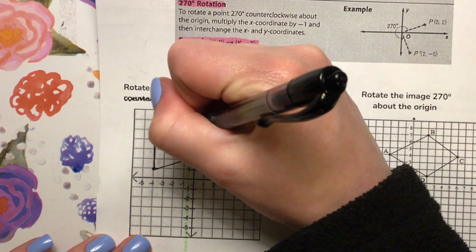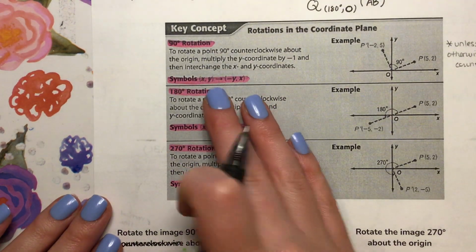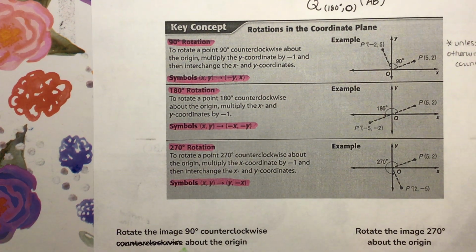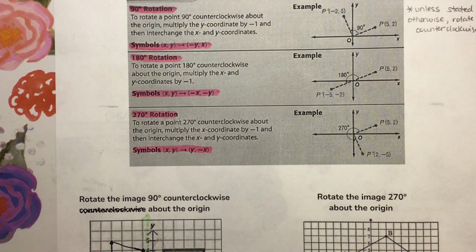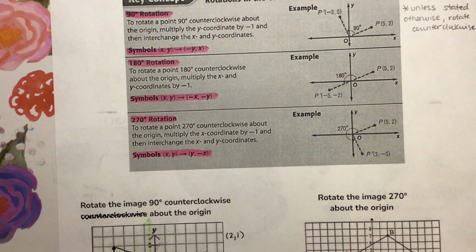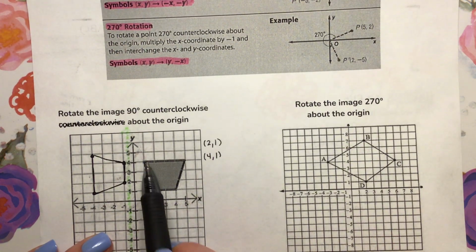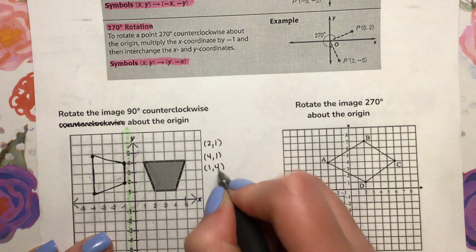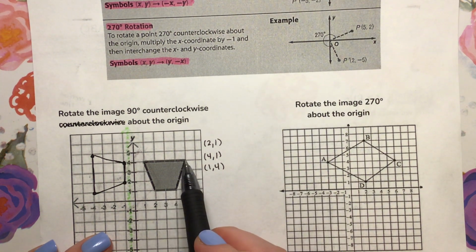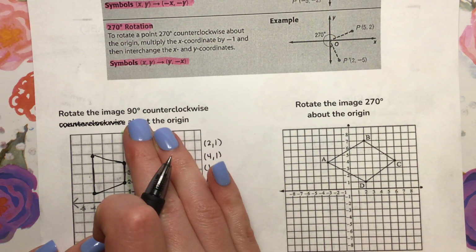Now, you're also able to use your formula up here. You can say, okay, what are all of my coordinates? So this guy is at 2, 1. This one is at 4, 1. Whoops, sorry you guys, can't see what I'm writing. This coordinate is at 1, 4. And this coordinate is at 5, 4. And it said rotate 90 degrees counterclockwise.